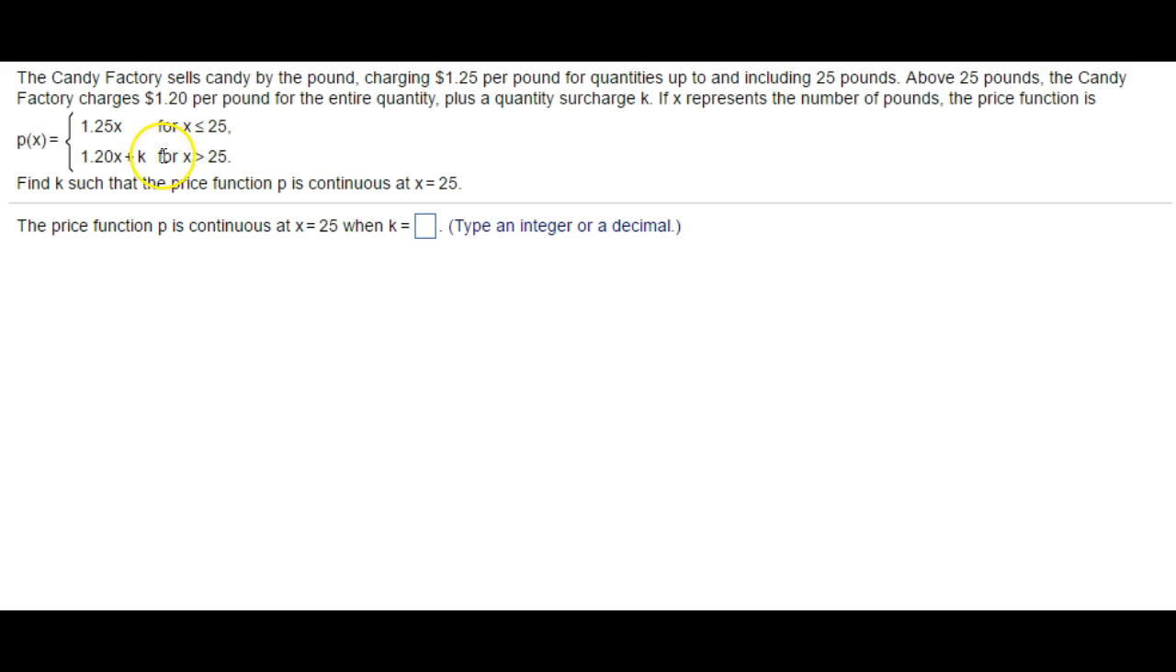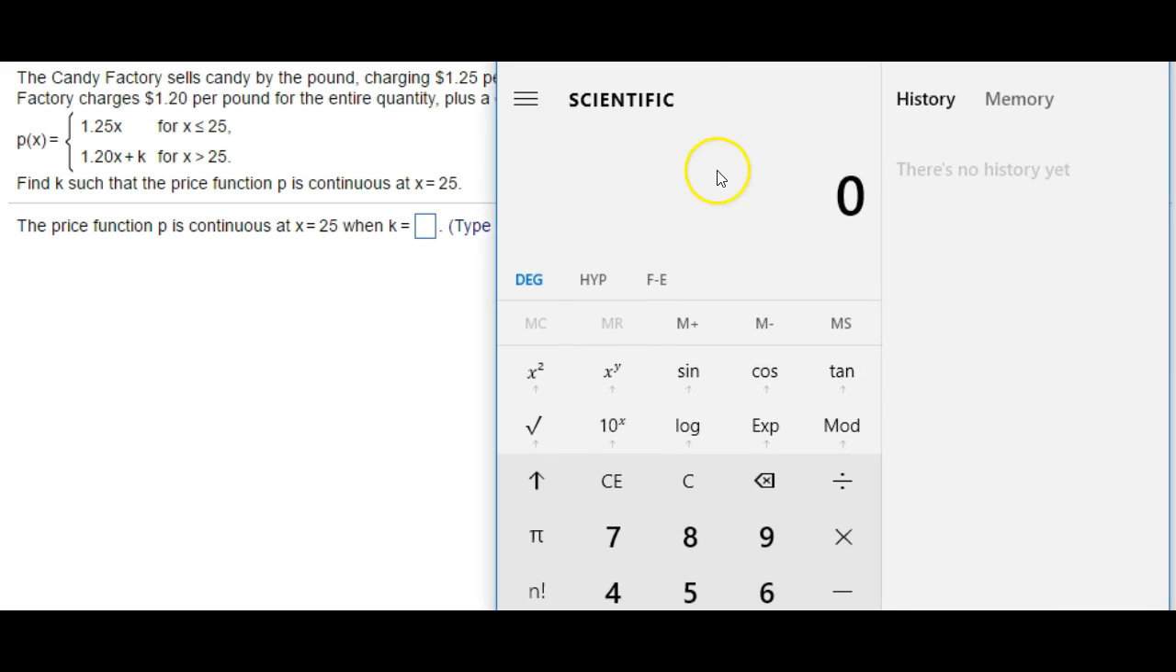So we want this function to be continuous here, and in order for it to be continuous, we need the limit to exist, and that means that the left-hand side and the right-hand side have to match up when we put 25 in there. That just means we have to set 1.25 times 25 equal to 1.20 times 25 plus k. We can pull in a calculator over here.